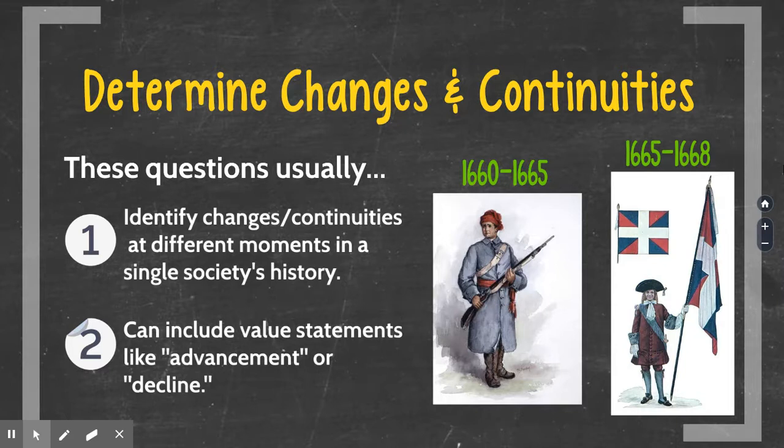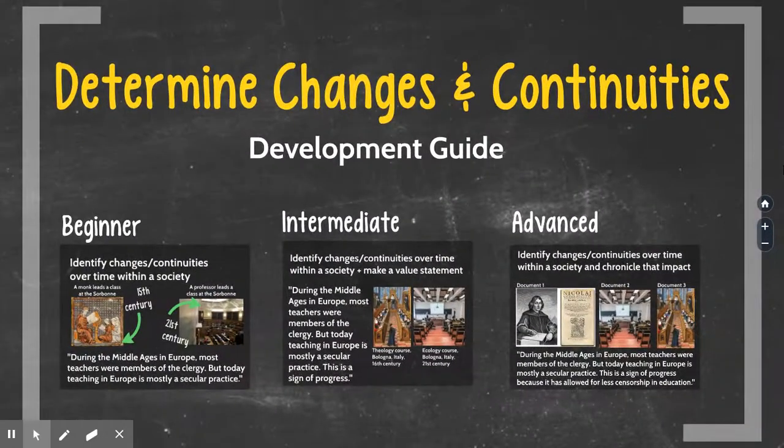Look at point number 2, which is also interesting. They can include value statements like advancement or decline. So they can say whether, for example, the arrival of the Carignan-Salière regiment in 1665 in New France was an advancement, a decline, or how it affected one group or another. So let's get into that a little bit more here in the development guide.